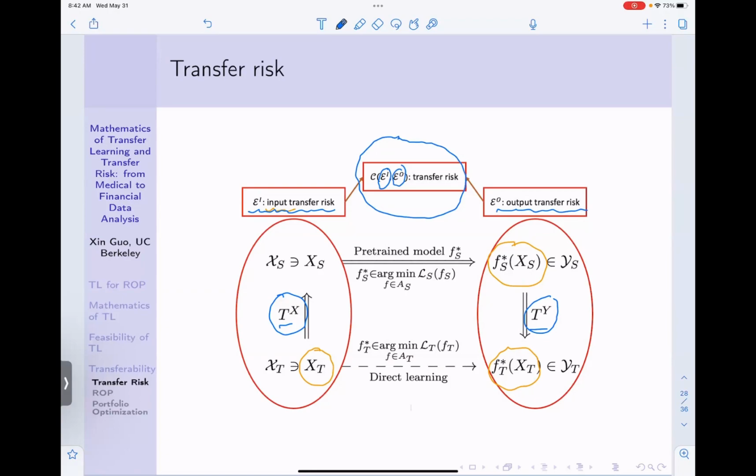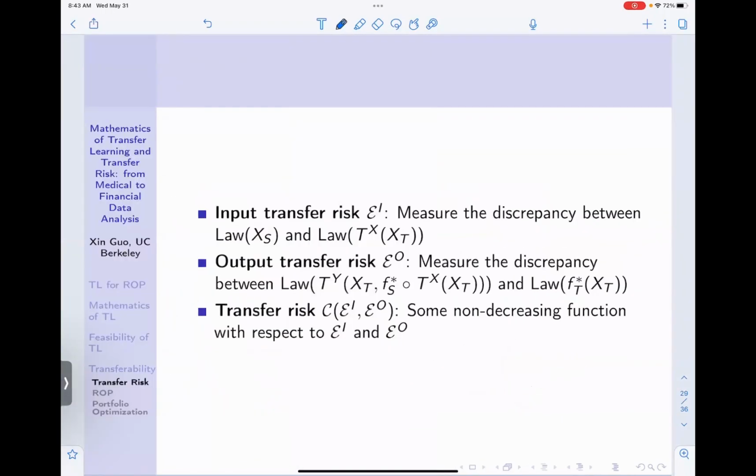You have another divergence function or measurement to combine these two, okay? So this is what I just said. In the transfer risk, you have three levels. One is the input one, comparing the distributions between the input data. And then you also have the transfer risk on the other end to compare the output distributions. And then you have to have the balance to make sure that there are some desirable functions.